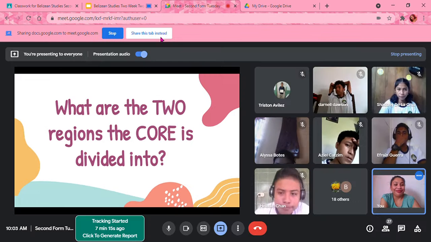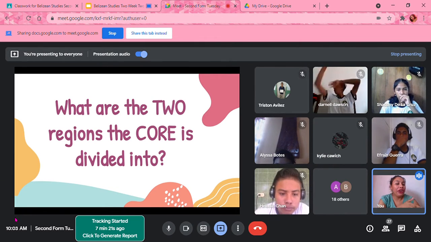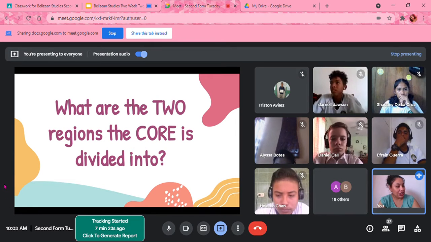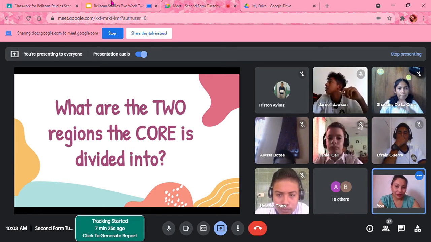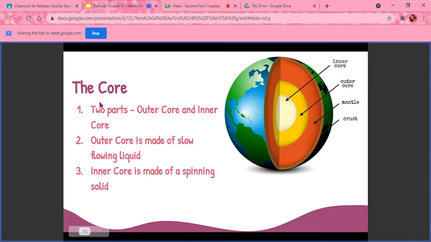So I saw this answer in the chat. I'm now going to ask: what are the two regions the core is divided into? The inner and outer core. All right, so the core has two parts: the outer core, which is the one in yellow, and the inner core, which is the one in white.